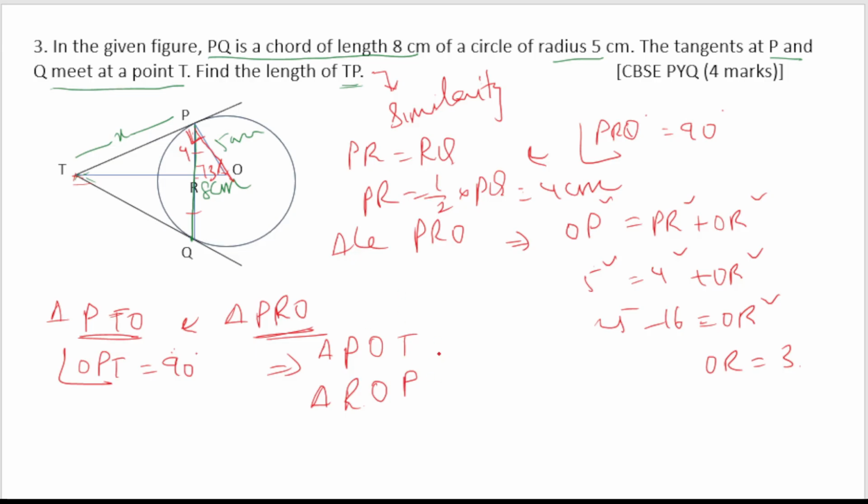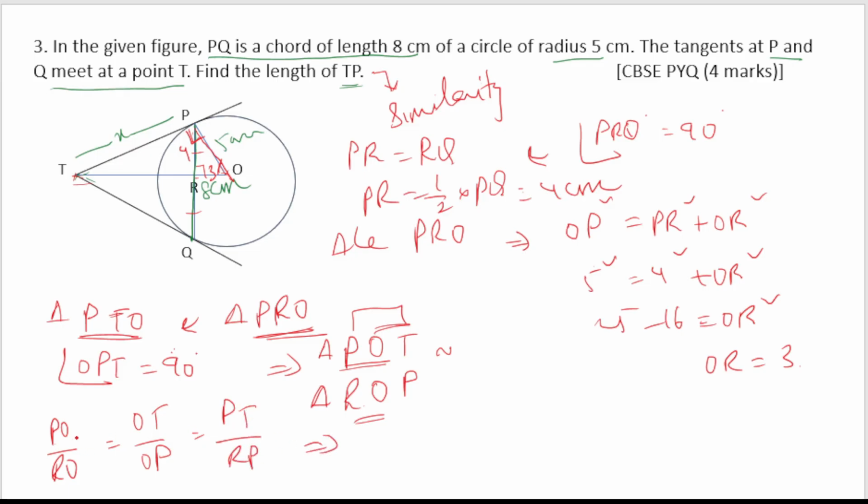Now these two triangles are similar. Triangle POT is similar to triangle ROP. Okay. Now we will take the ratio of the corresponding sides. First two letters we will take: PO divided by RO is equal to the next two letters, OT divided by OP, is equal to first and third, PT divided by RP.